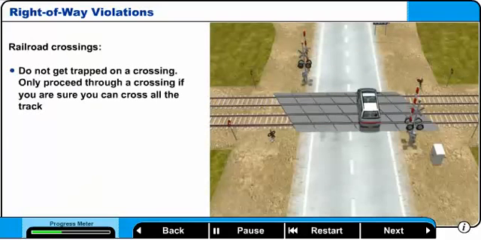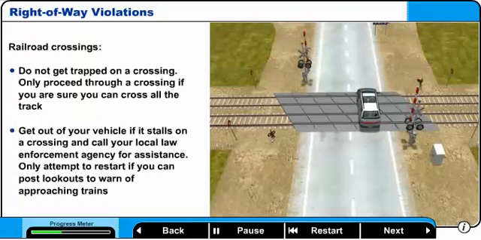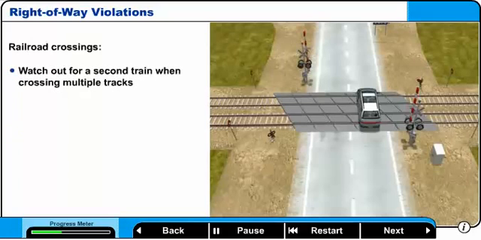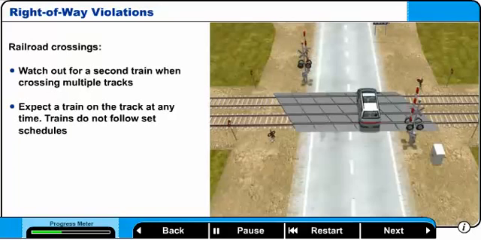Do not get trapped on a crossing. Only proceed through a crossing if you are sure you can cross all the track. Get out of your vehicle if it stalls on a crossing and call your local law enforcement agency for assistance. Only attempt to restart if you can post lookouts to warn of approaching trains. Watch out for a second train when crossing multiple tracks. Expect a train on the track at any time. Trains do not follow set schedules.